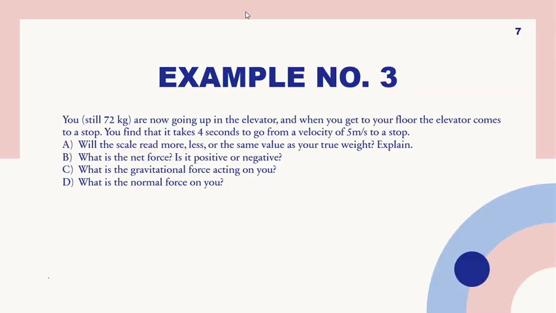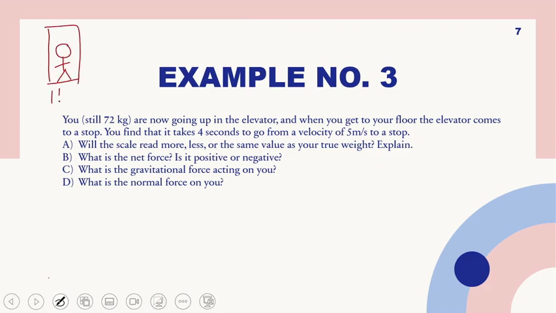Example number 3. You, still with a mass of 72 kilograms, are now going up in the elevator, and when you get to your floor, the elevator comes to a stop. You find that it takes 4 seconds to go from a velocity of 5 meters per second to a stop. Part A asks us whether the scale will read more, less, or the same value as your true weight, and to explain. Now you are going up and you're stopping, which means that you're slowing down.